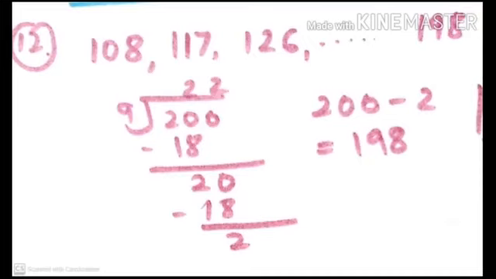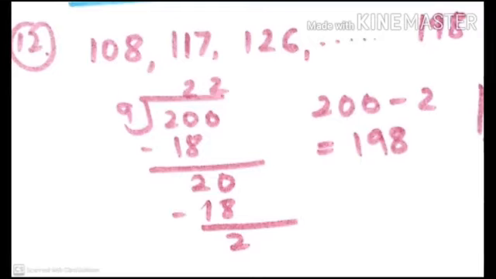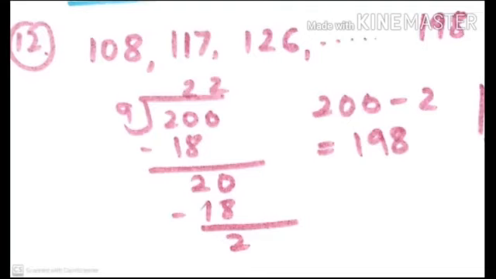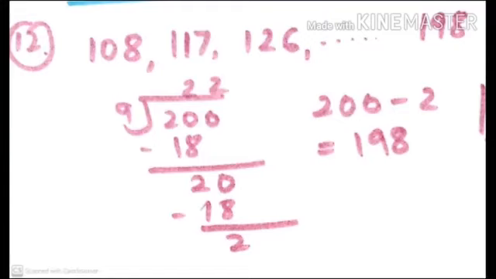You can see that for 200 you have to find the last number. So 200 divided by 9, the remainder is 2. That remainder is subtracted from 200, so we get 198, which is our last number divisible by 9. Likewise, I have written the AP 108, 117, 126 and so on. 198 is the last term of this AP.